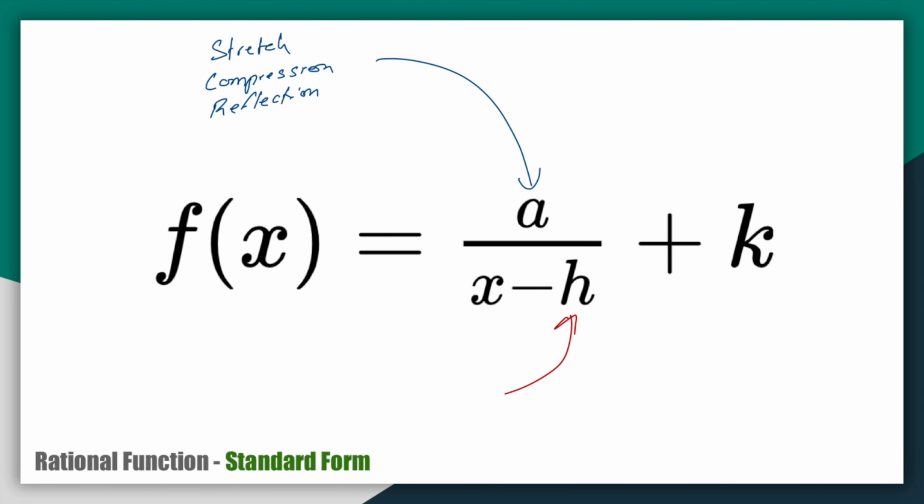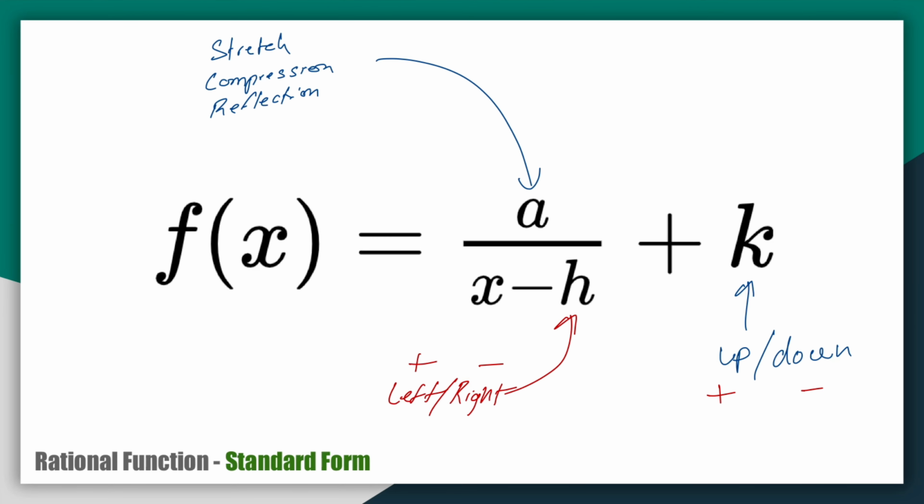H is going to move things to the left and right. Since it's a minus h, it's always the opposite. So a plus is left, a minus is right. And k moves us up or down, and a plus is up and a minus is down, just like normal. Keep in mind that these h and k values are going to move your asymptotes also, because the number that now would get this to 0 is going to change.